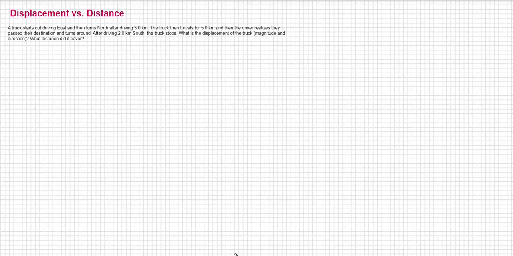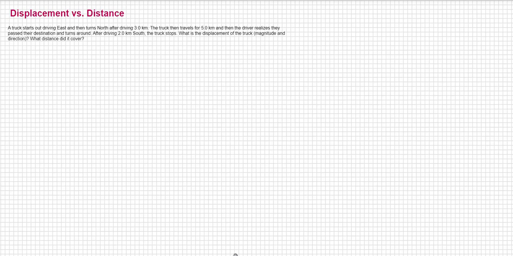All right, so in this question, we have a truck that's driving east, and then he turns north after driving 3 kilometers. The truck then travels for 5 kilometers. Then they realize that they pass their destination and turn around. And then after driving 2 kilometers south, the truck stops, and we want to know the displacement of that truck, the magnitude and direction, and the distance that it covered.